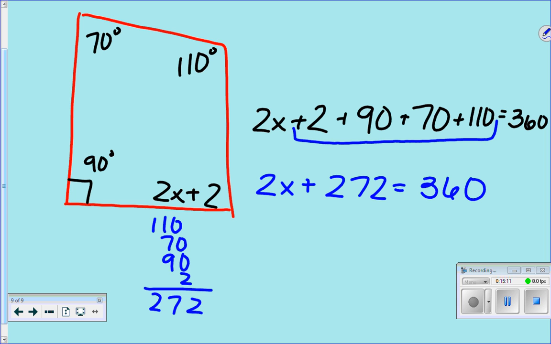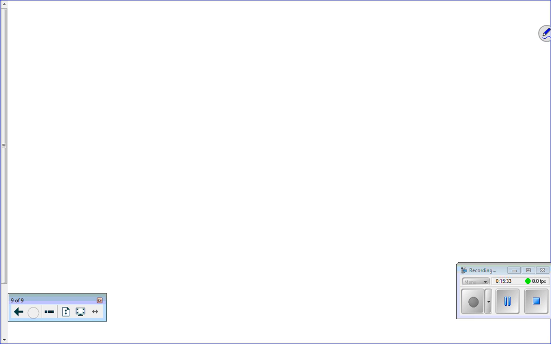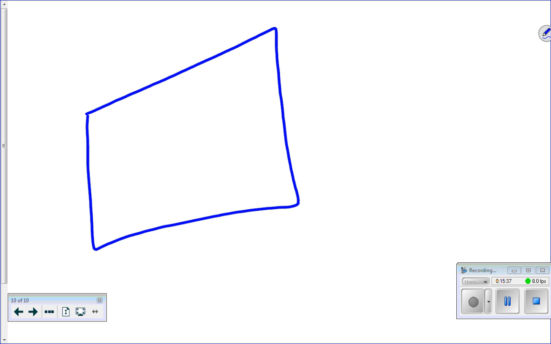Nice work, you guys. I see some good answers. What'd you get, Bo? Should be 44, because once you subtract, you should get 2x equals 88. You got to divide by 2 then. Don't forget that. X equals 44. Okay, we're going to do one more of these. There's my awesome shape. Let's say this is 90.